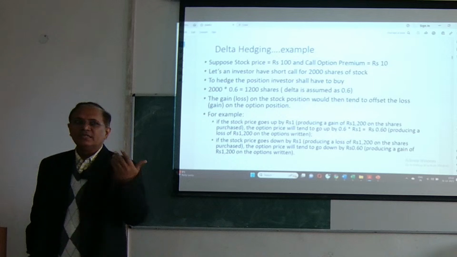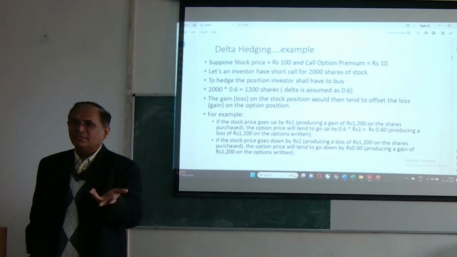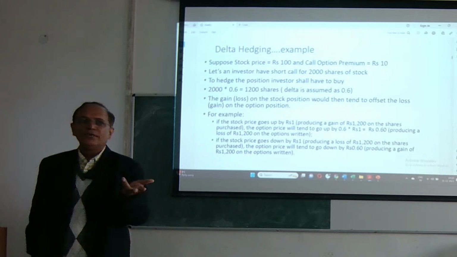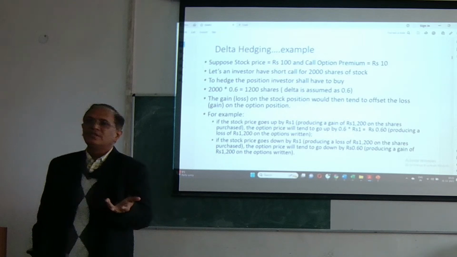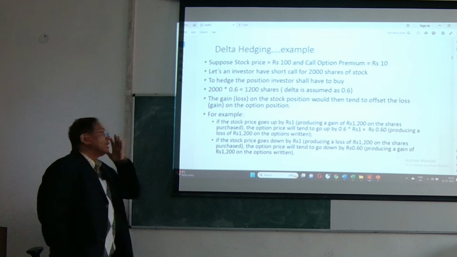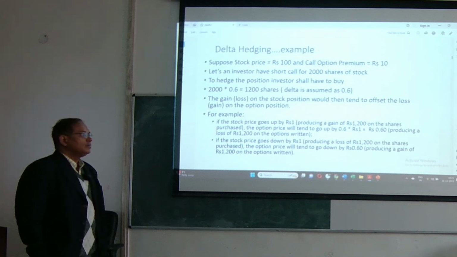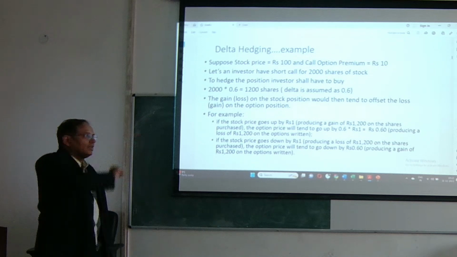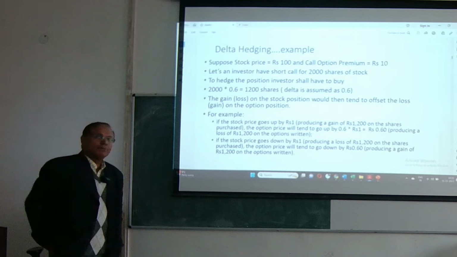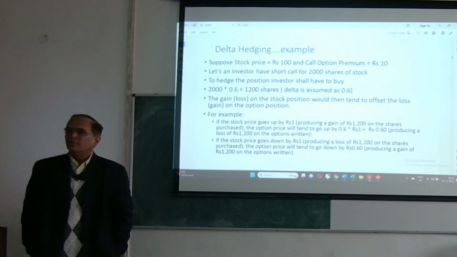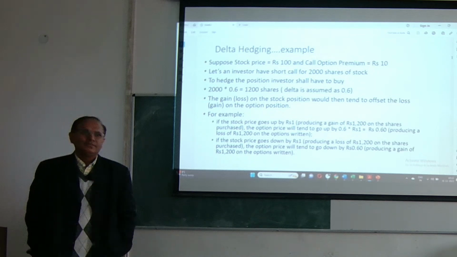How much movement is there? Here it is 0.6, so it's ultimately 0.6 times. Had it been 0.8, it would be 0.8 times. That's the way it should get calculated, so that's the way you have to view it. So it says, if the stock price goes up by rupees 1, you will have a gain of 1200, but you will have a loss of 60 paisa per unit, 0.6 into 1, making on 2000 stocks a loss of 1200.